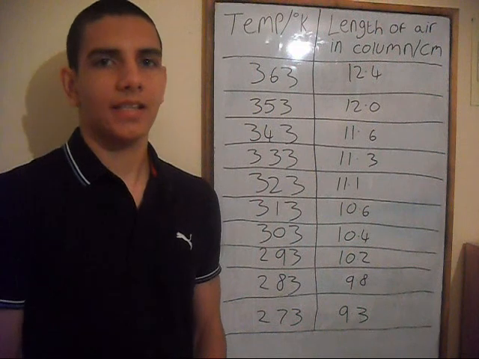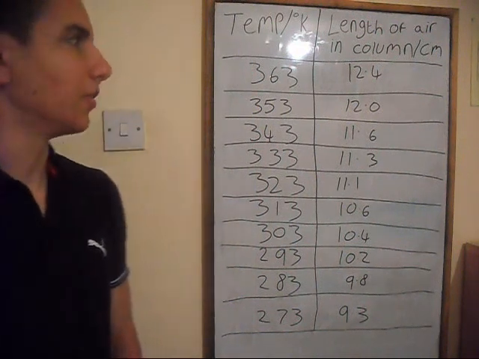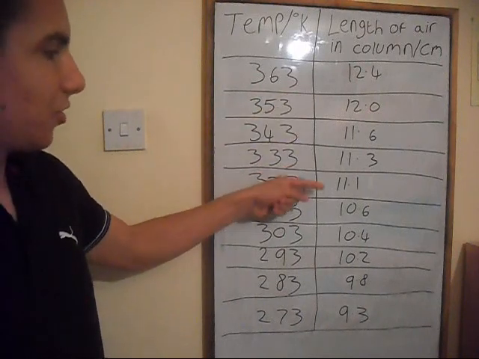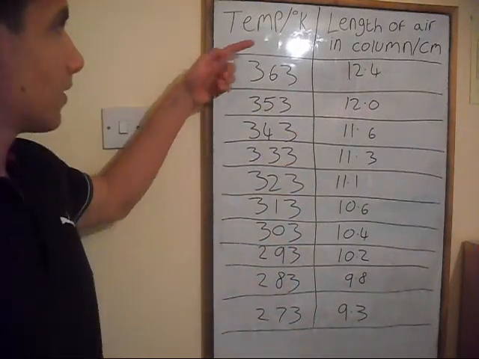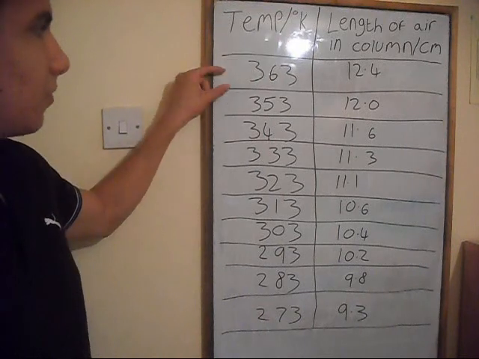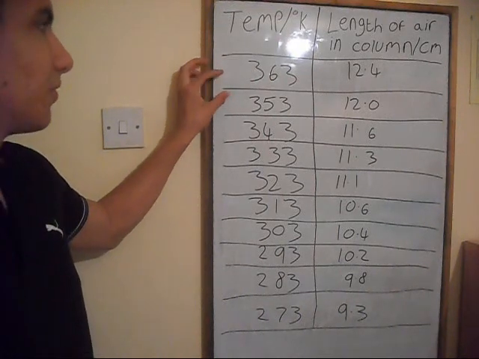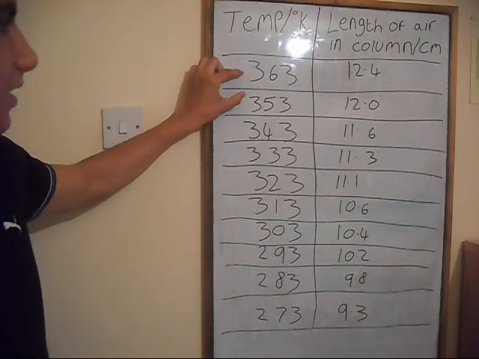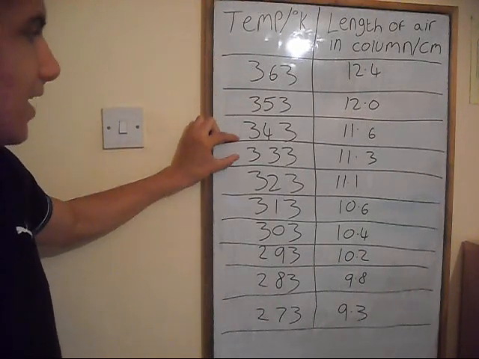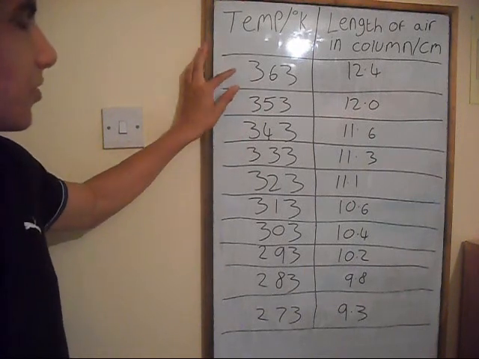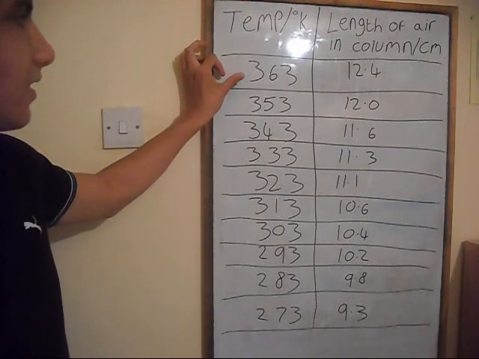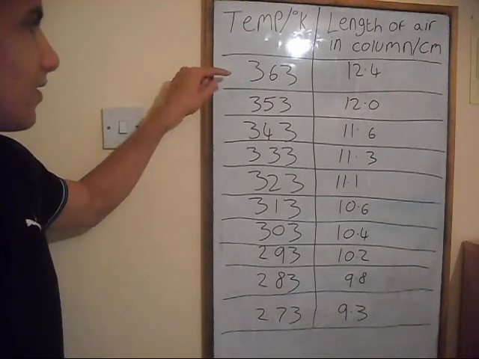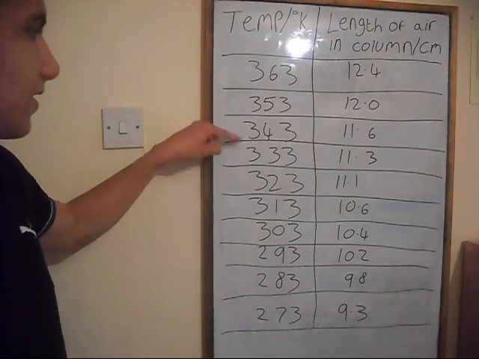We should know that when a gas gets colder, it occupies less volume. You can see from my results that as the temperature goes down, the volume of air in the tube goes down. This is temperature in Kelvin. A 1 degree change in Kelvin is equivalent to a 1 degree change in Celsius, so these are changing in multiples of 10. 363 degrees Kelvin is 90 degrees Celsius, and they're going down in 10s, so 90, this is 80 degrees, 76.